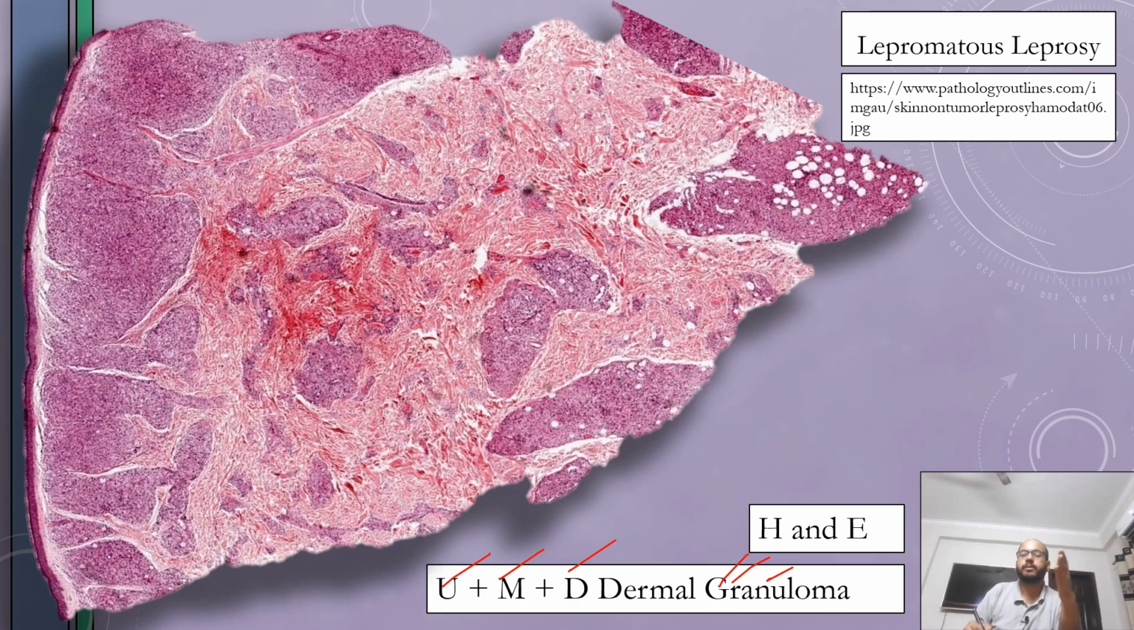So pandermal or upper, mid and deep dermal involvement with histiocytic granulomas or foamy histiocytic granulomas with a presence of granuloma. That is what we see in lepromatous leprosy. This I have taken from pathology outlines. A good idea would be to go to the site and see them in clear resolution.